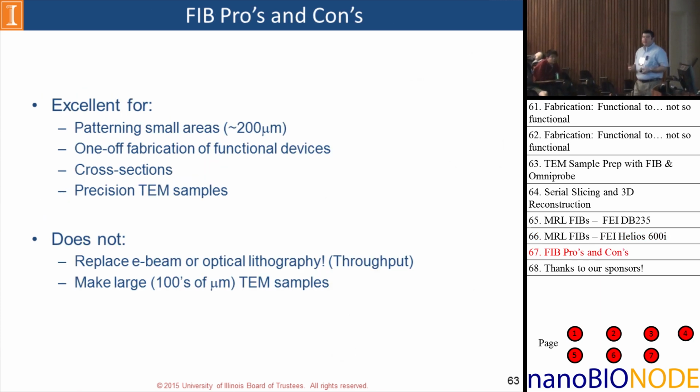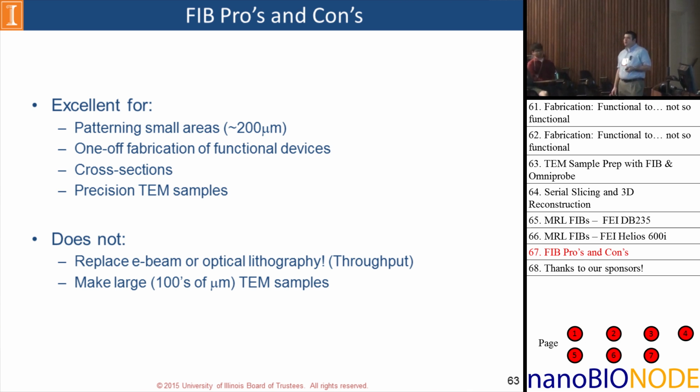So to wrap this up, FIB pros and cons. The FIB is really good for patterning small areas: one-off fabrication for functional devices, cross-sections, and precision TEM samples. What the FIB is not good for is it's not going to replace your e-beam or optical lithography, because those will do large areas. The FIB is not designed for that. And it will also not make hundreds of micron-sized TEM samples.